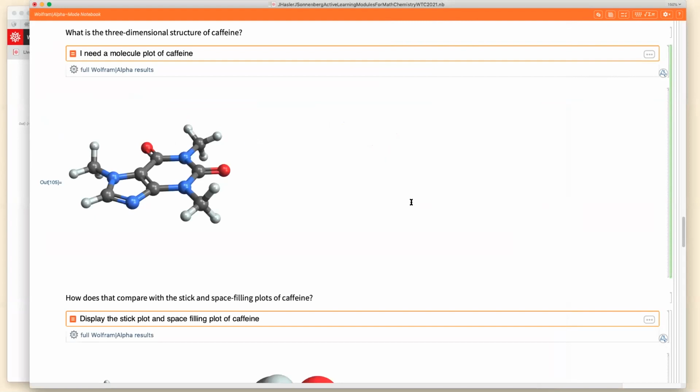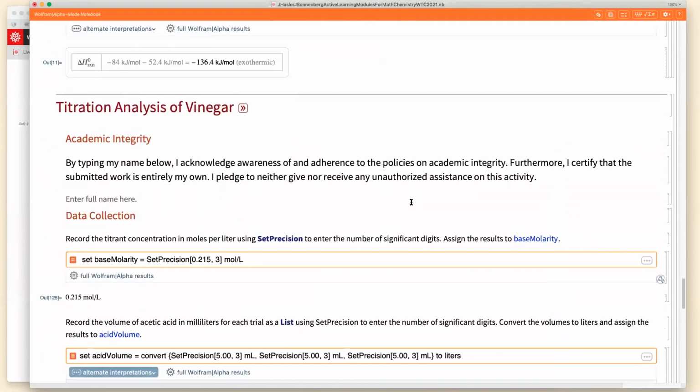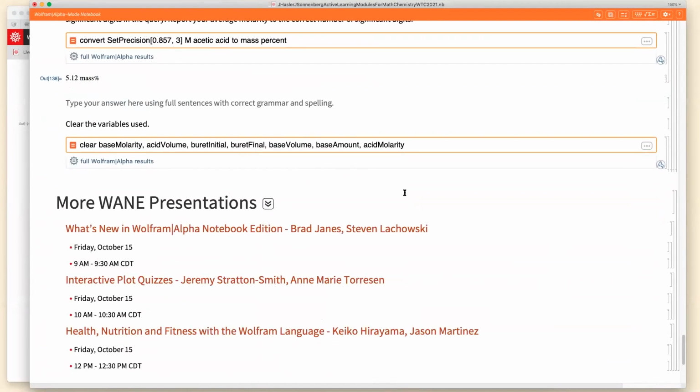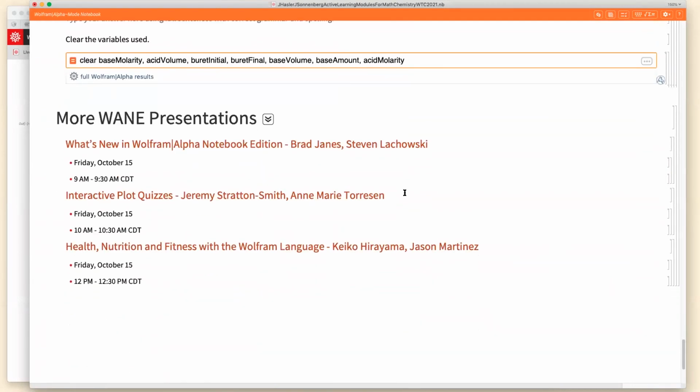So with that, I will stop. And I'd just like to bring your attention to the other talks going on tomorrow that further show other features of our Wolfram Alpha Notebook Edition. So there's what's new in the Notebook Edition starting Friday at 9 a.m. Central Time, and then interactive plot quizzes. That's this other button up here that I didn't explain and show to you. So we have a lovely talk about that at 10 o'clock, and then the health, nutrition, and fitness we'll be talking about those topics in a Wolfram Alpha Notebook Edition tomorrow at noon.